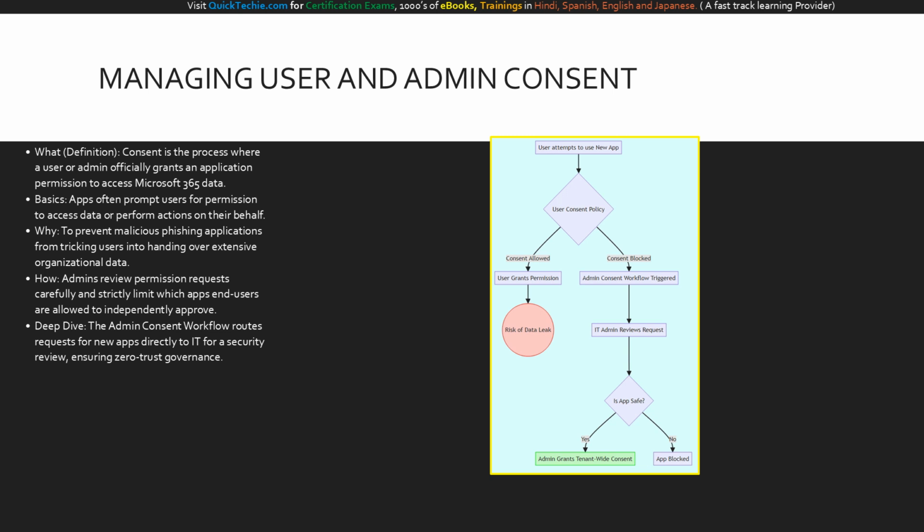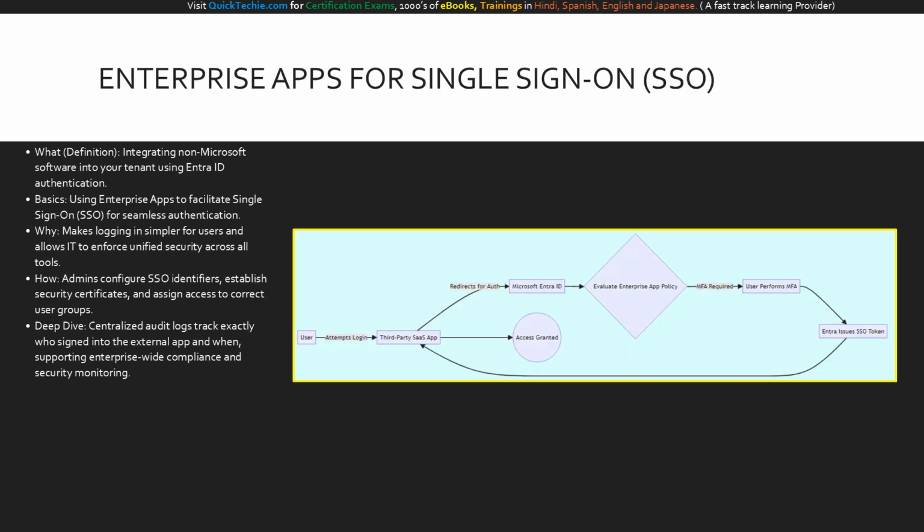This is active risk management. Enterprise applications aren't just for Microsoft tools, they're how we securely integrate third-party software. Consider an HR management system that needs to let employees sign in using their existing Microsoft 365 accounts. To accomplish this, admins set up a connection called Single Sign-On, or SSO, via the Enterprise App object. This makes logging in much simpler and more secure for the end user.